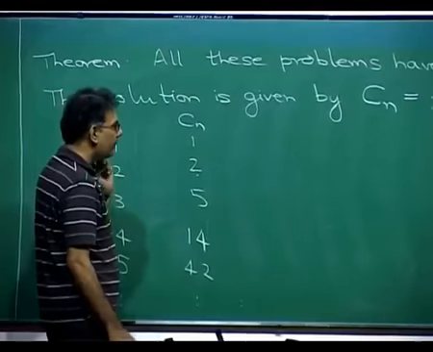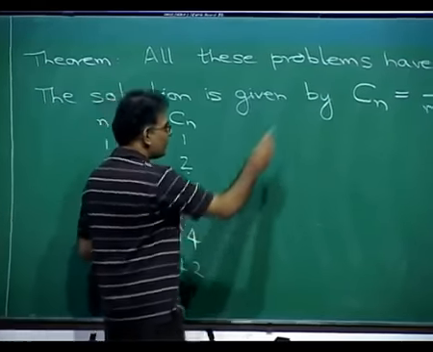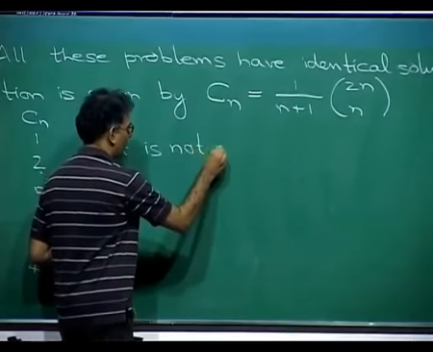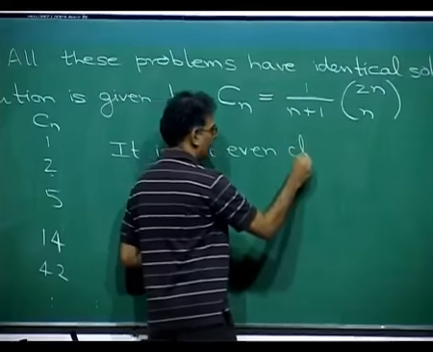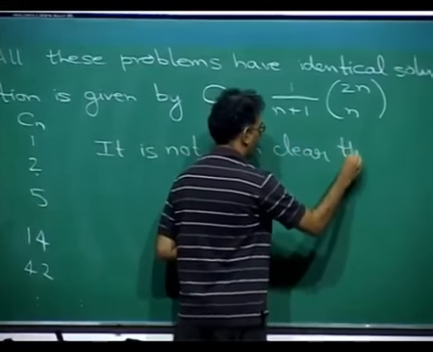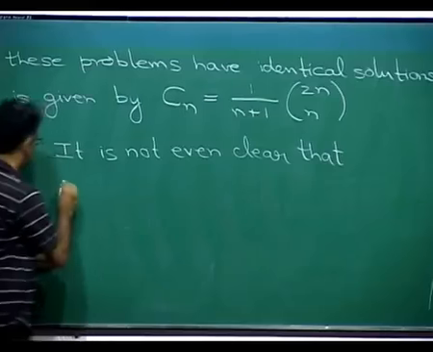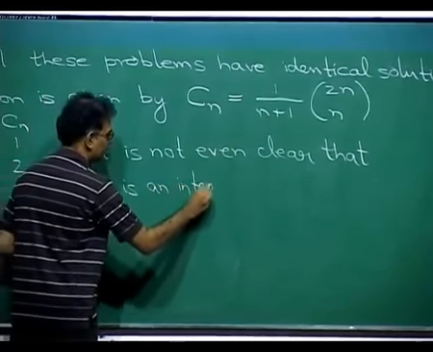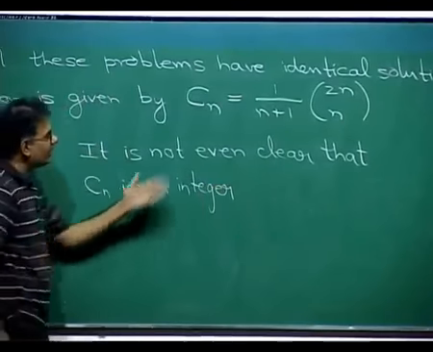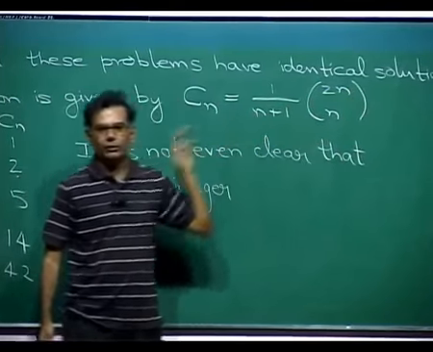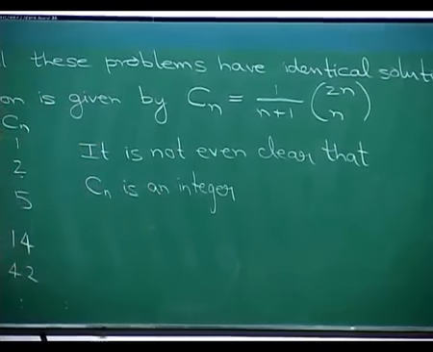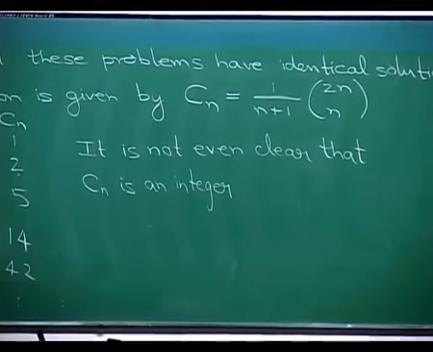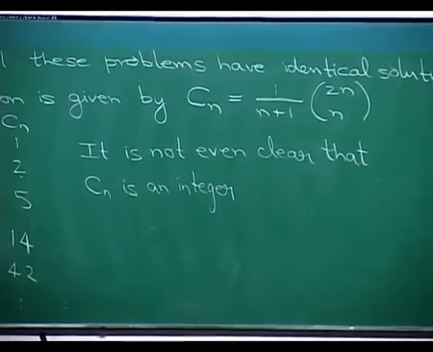Okay, but before I get to doing that, first notice that it is not even clear that Cn is an integer. It's not obvious that n plus 1 divides 2n choose n, right? 2n choose n is the middle binomial coefficient in that nth row, right? It's not even clear that n plus 1 always divides that, but it does. And that's not too hard to show.